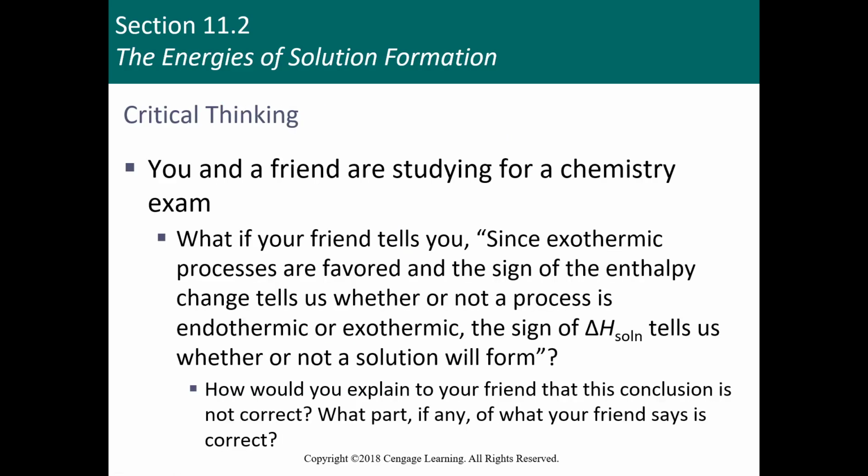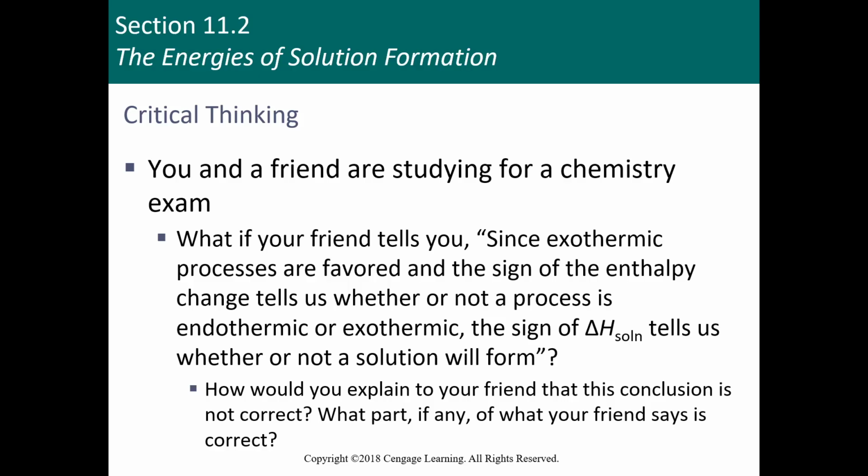So you and a friend are studying for a chemistry exam. What if your friend tells you, since exothermic processes are favored and the sign of enthalpy change tells us whether or not a process is endothermic or exothermic, the sign of delta H solution tells us whether or not a solution will form? How would you explain to your friend that this conclusion is not correct? What part, if any, of what your friend says is not correct?